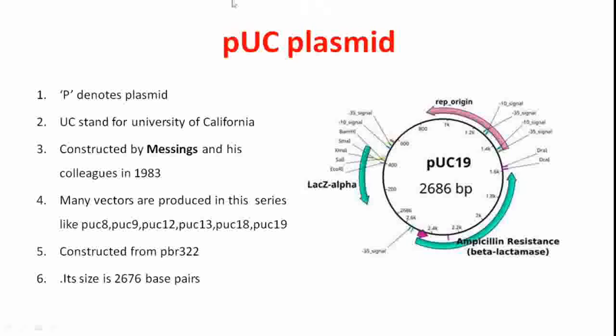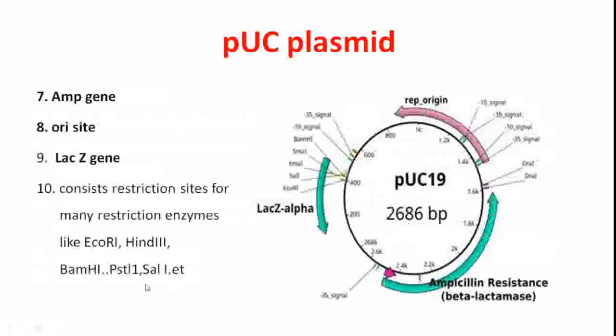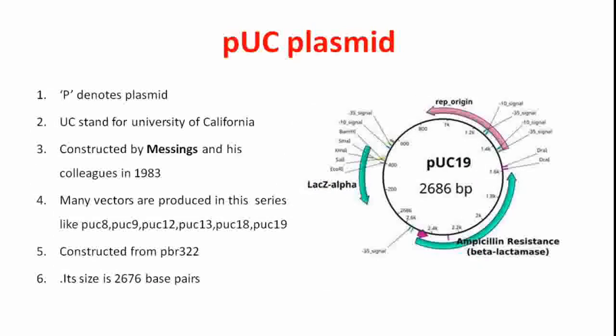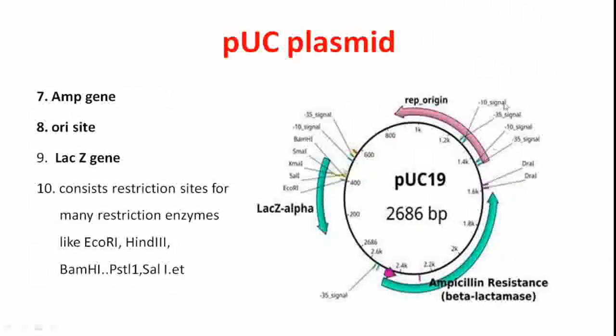It is constructed from pBR322 and it has 2676 base pairs. 2676 base pairs. And this is the pUC plasmid. As it is developed from pBR322, all the characters of pBR322 you can see here. See, in pBR322 you have the ORI site, right? Similarly, here also the ORI site. It has the ampicillin resistance gene. That ampicillin resistance gene is also present here.